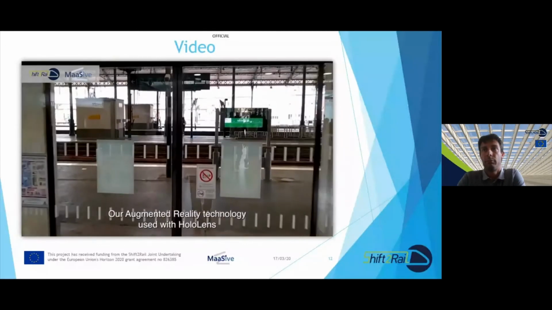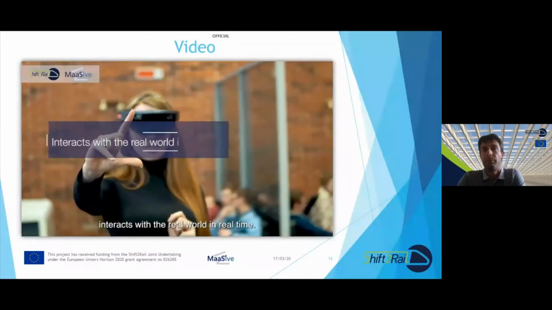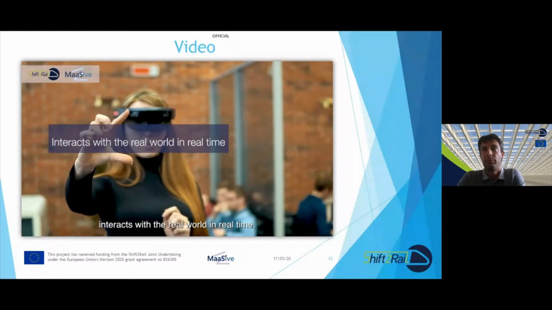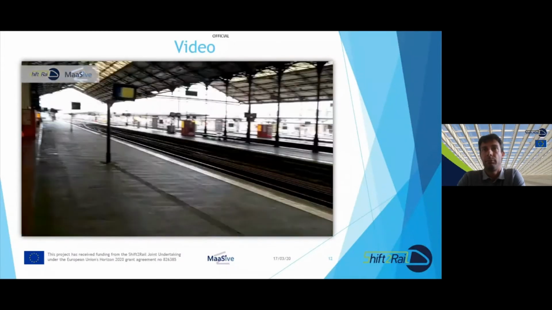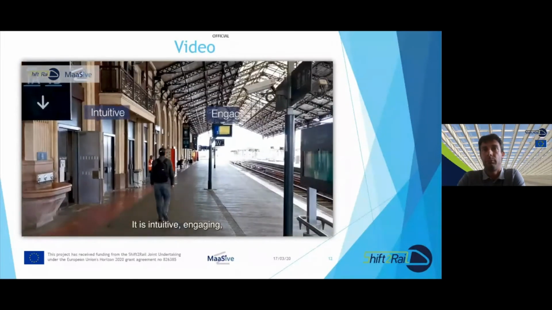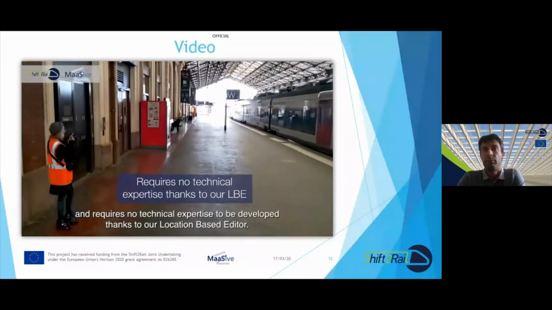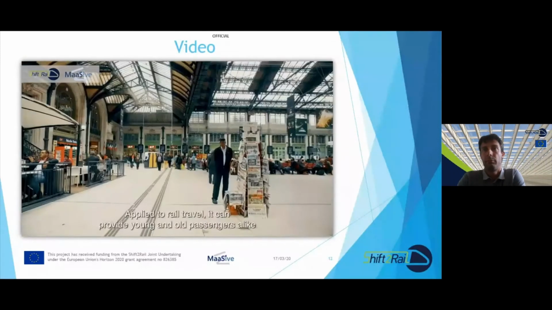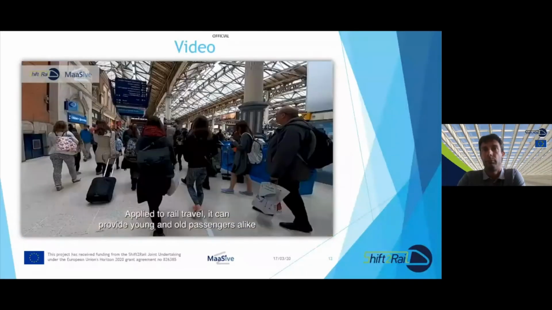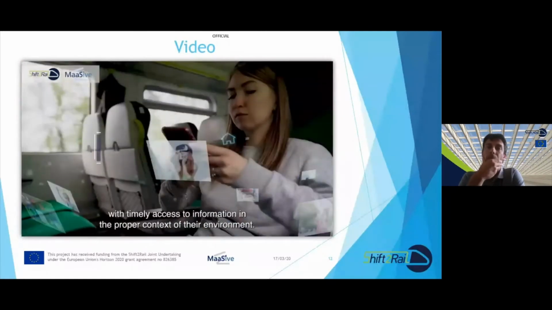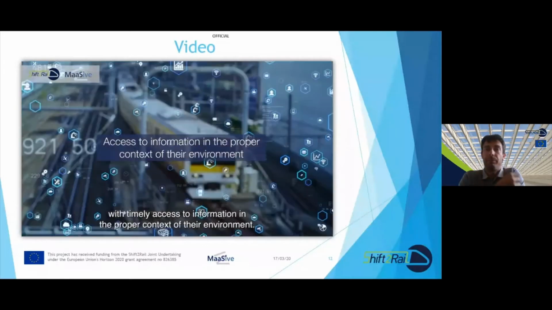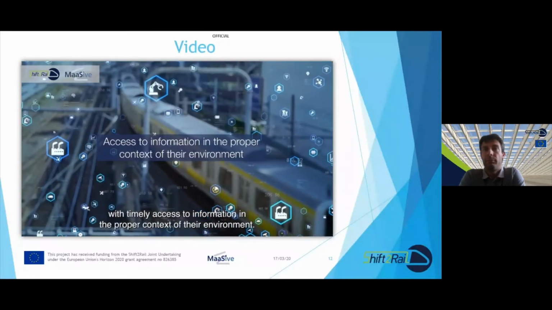Our augmented reality technology, used with HoloLens, interacts with the real world in real time. It is intuitive, engaging, and requires no technical expertise to be developed, thanks to our location-based editor. Applied to rail travel, it can provide young and old passengers alike with timely access to information in the proper context of their environment.